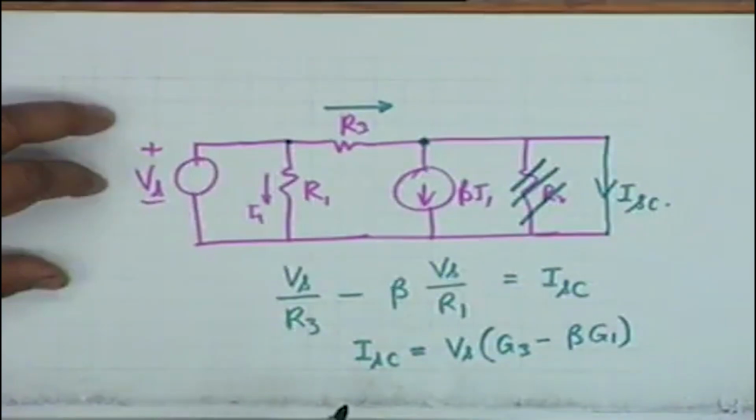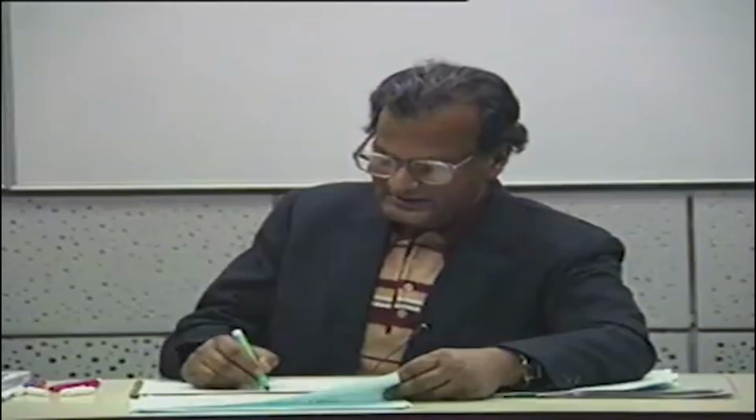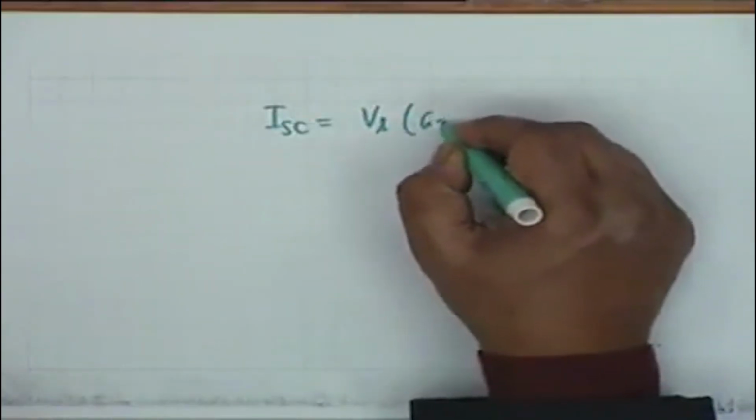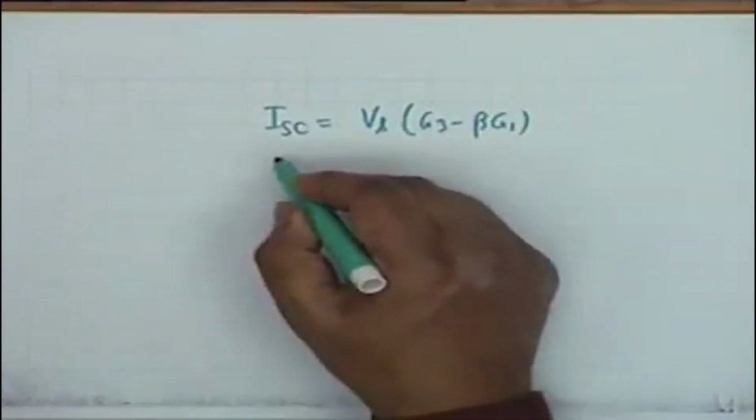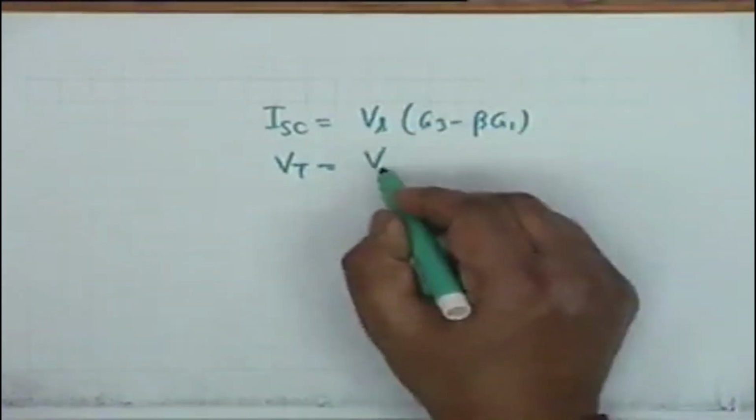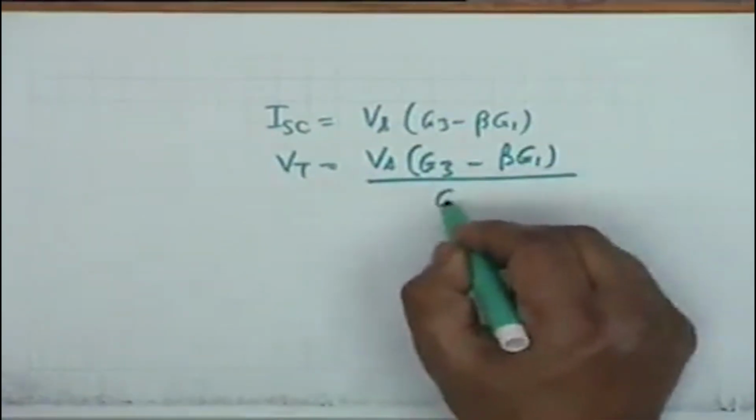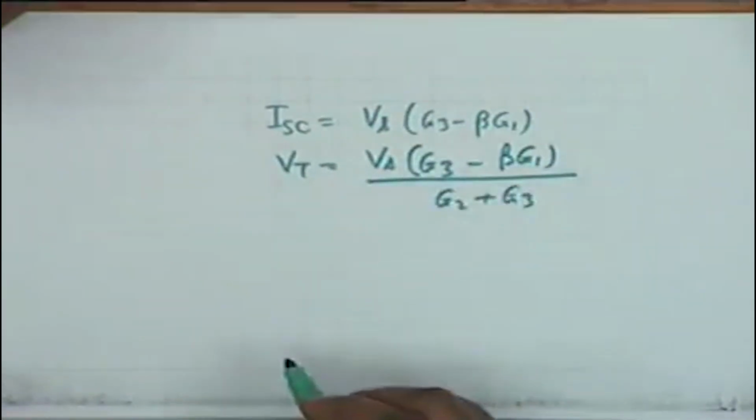This is ISC. Let's collect our equations. Is there any question here, this calculation? All we did was common sense. One application of KCL and the other is common sense, nothing else. We found out ISC. Let's write our equations again. ISC is Vs G3 minus beta G1. And what was Vt? Vt was Vs G3 minus beta G1 divided by G2 plus G3.